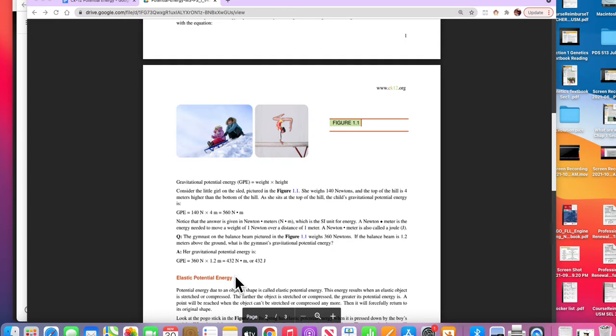Question: the gymnast on the balance beam pictured in figure 1 weighs 360 newtons. Wow! If the balance beam is 1.2 meters above the ground, the gymnast's gravitational potential energy is calculated as follows to 432 joules.